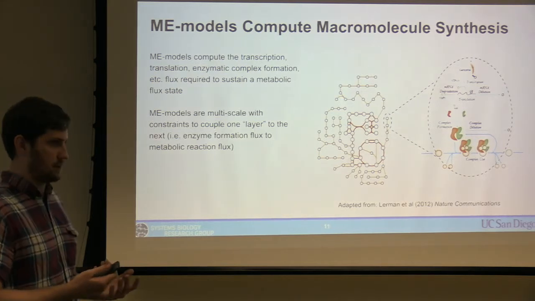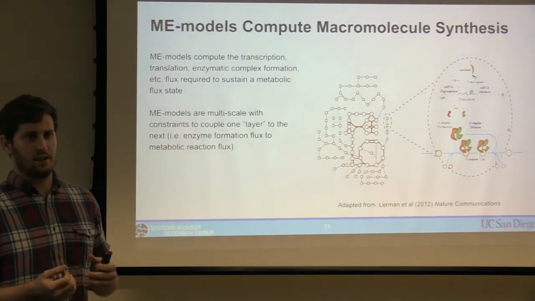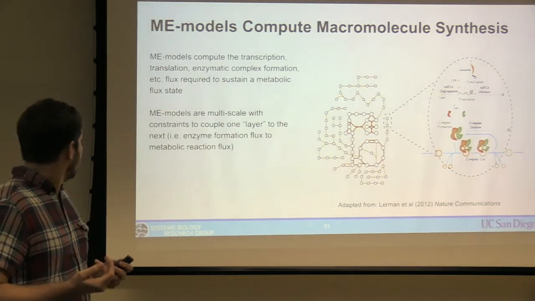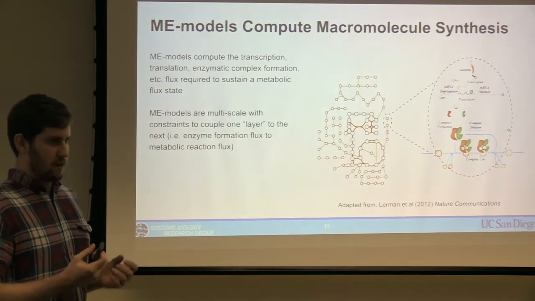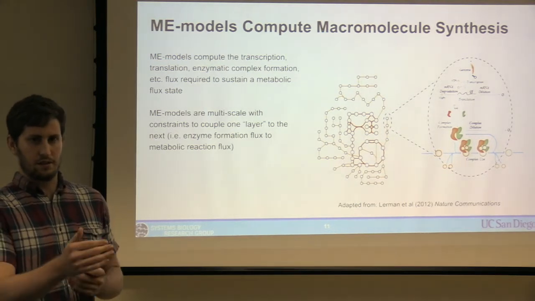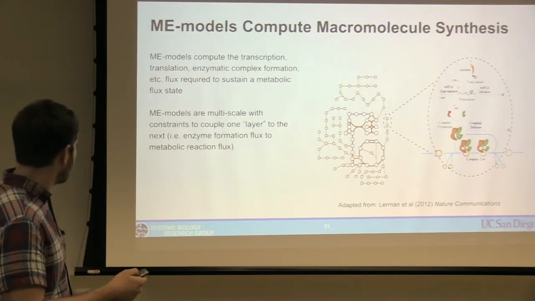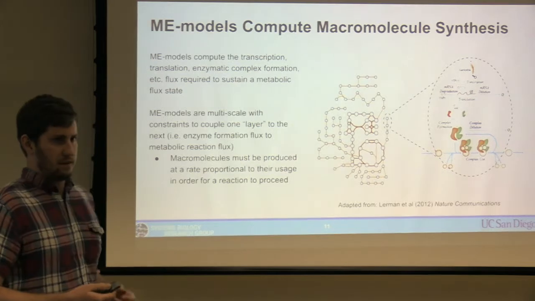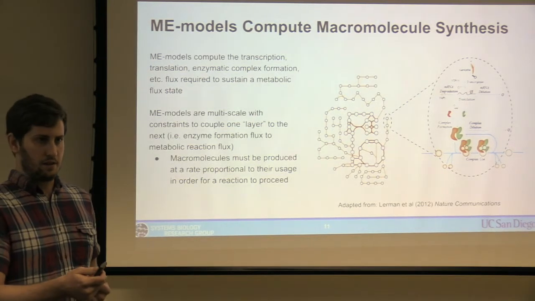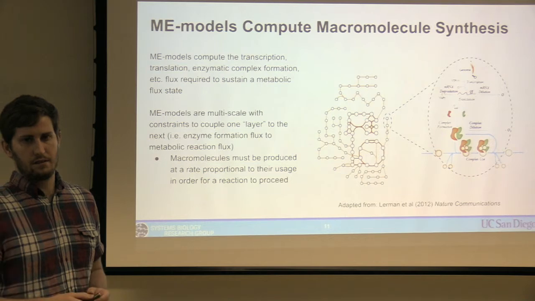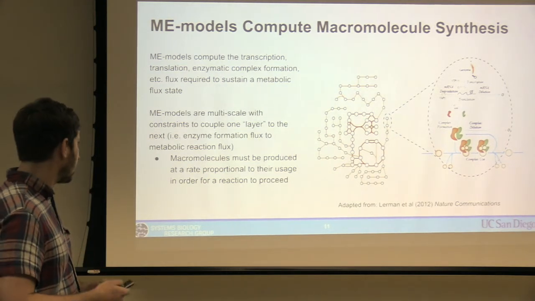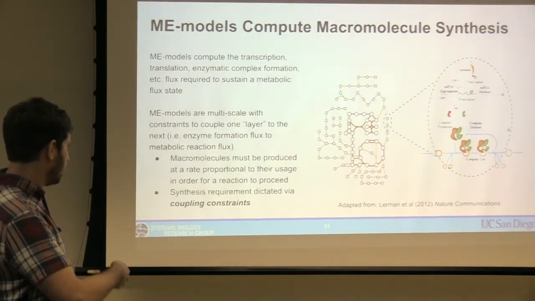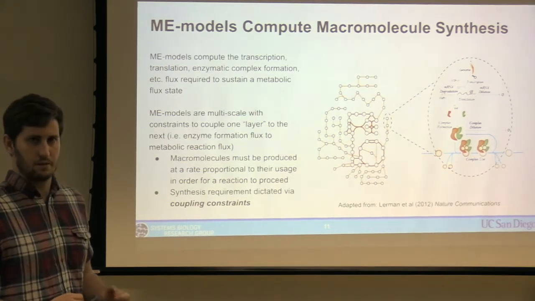So this makes ME models multi-scale in nature. You have processes like transcription and translation happening on drastically different timescales, and as a result we need a way to couple each of these layers to each other. I'm going to talk about those a little bit in a minute. Ultimately, all these macromolecules have to be produced at a certain amount in order to efficiently catalyze whatever process they're catalyzing. And like I said, this is done through what are called coupling constraints in the ME model, and I'm going to talk a little bit more about those.